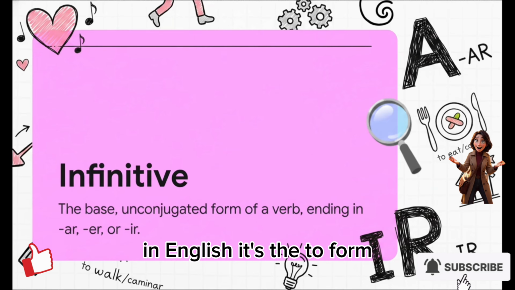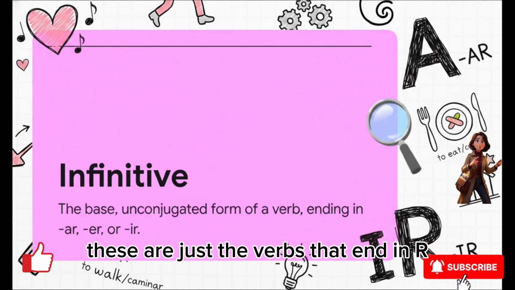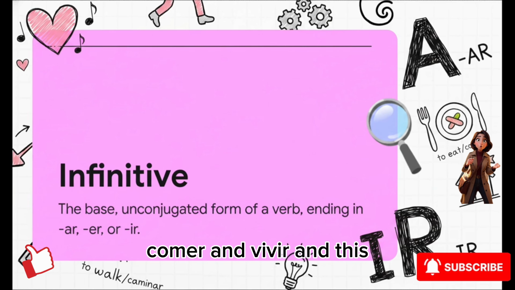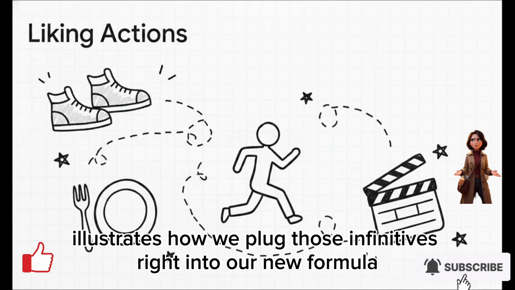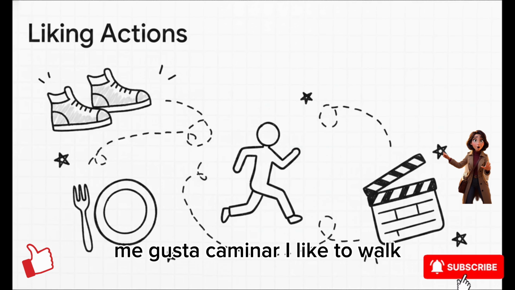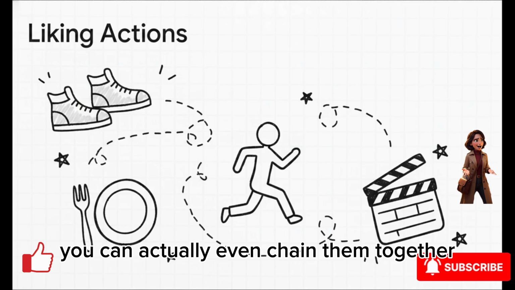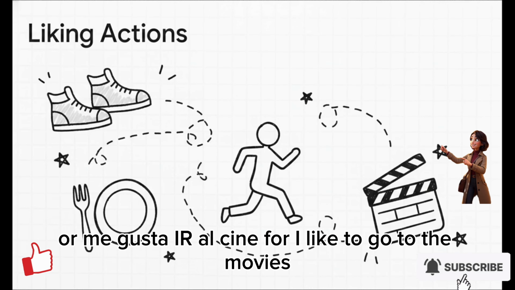In English, it's the "to" form, like "to walk" or "to eat." In Spanish, these are just the verbs that end in -ar, -er, or -ir. Great examples are "caminar," "comer," and "vivir." And this brilliantly illustrates how we plug those infinitives right into our new formula. "Me gusta caminar," I like to walk. "Me gusta comer," I like to eat. You can actually even chain them together. "Me gusta ir a correr" translates to I like to go running, or "me gusta ir al cine," for I like to go to the movies.